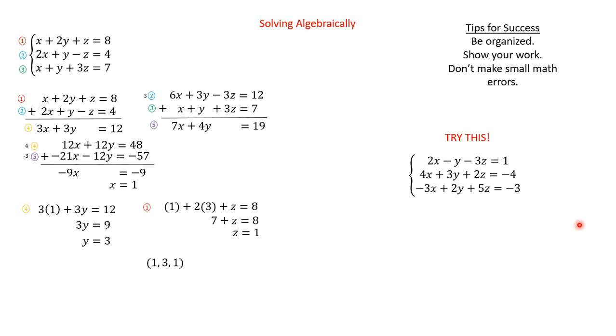Try this system. 2x minus y minus 3z equals 1, and 4x plus 3y plus 2z equals negative 4, and negative 3x plus 2y plus 5z equals negative 3. Pause the video. Actually do this. Pause it. Try solving the system. Follow the steps. See if you can do it.